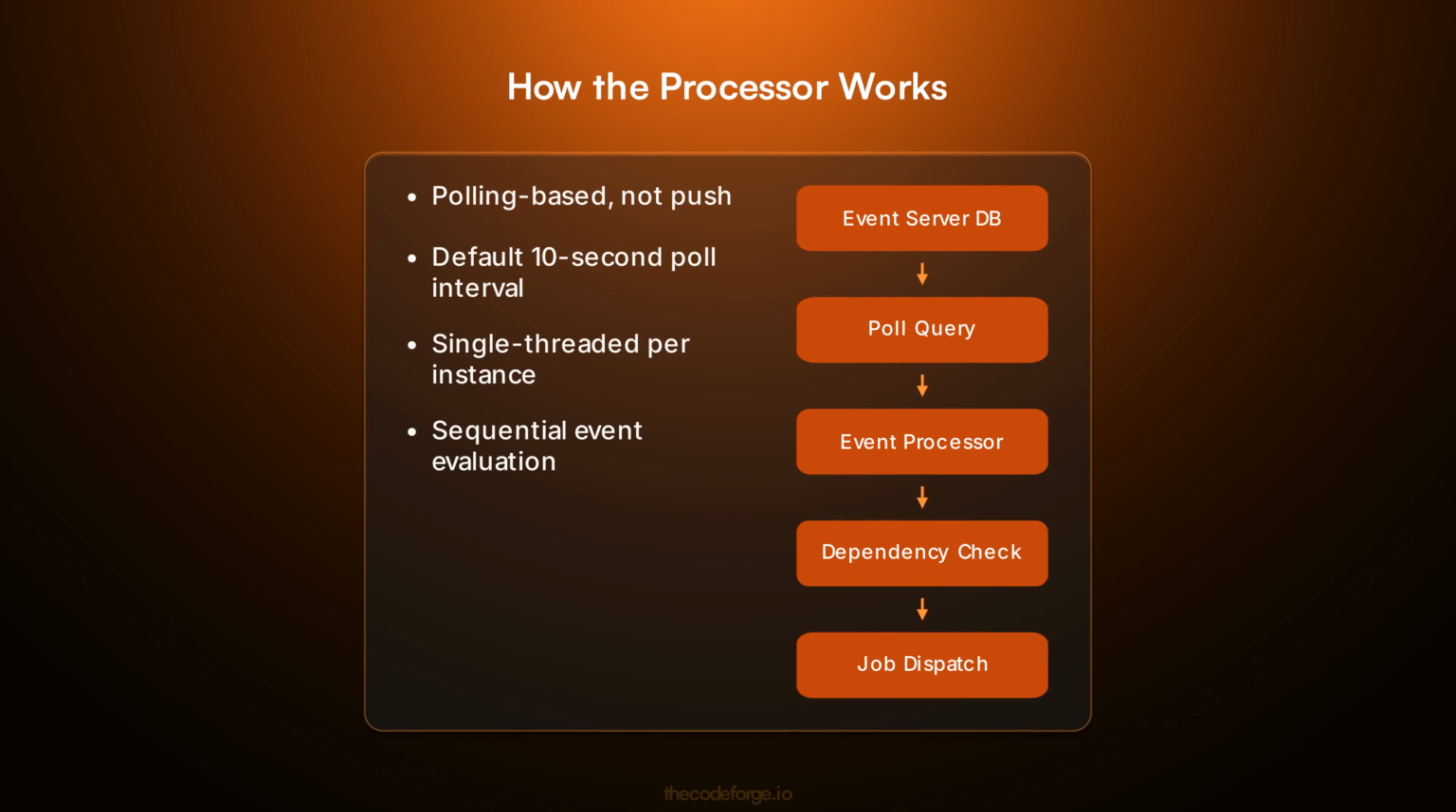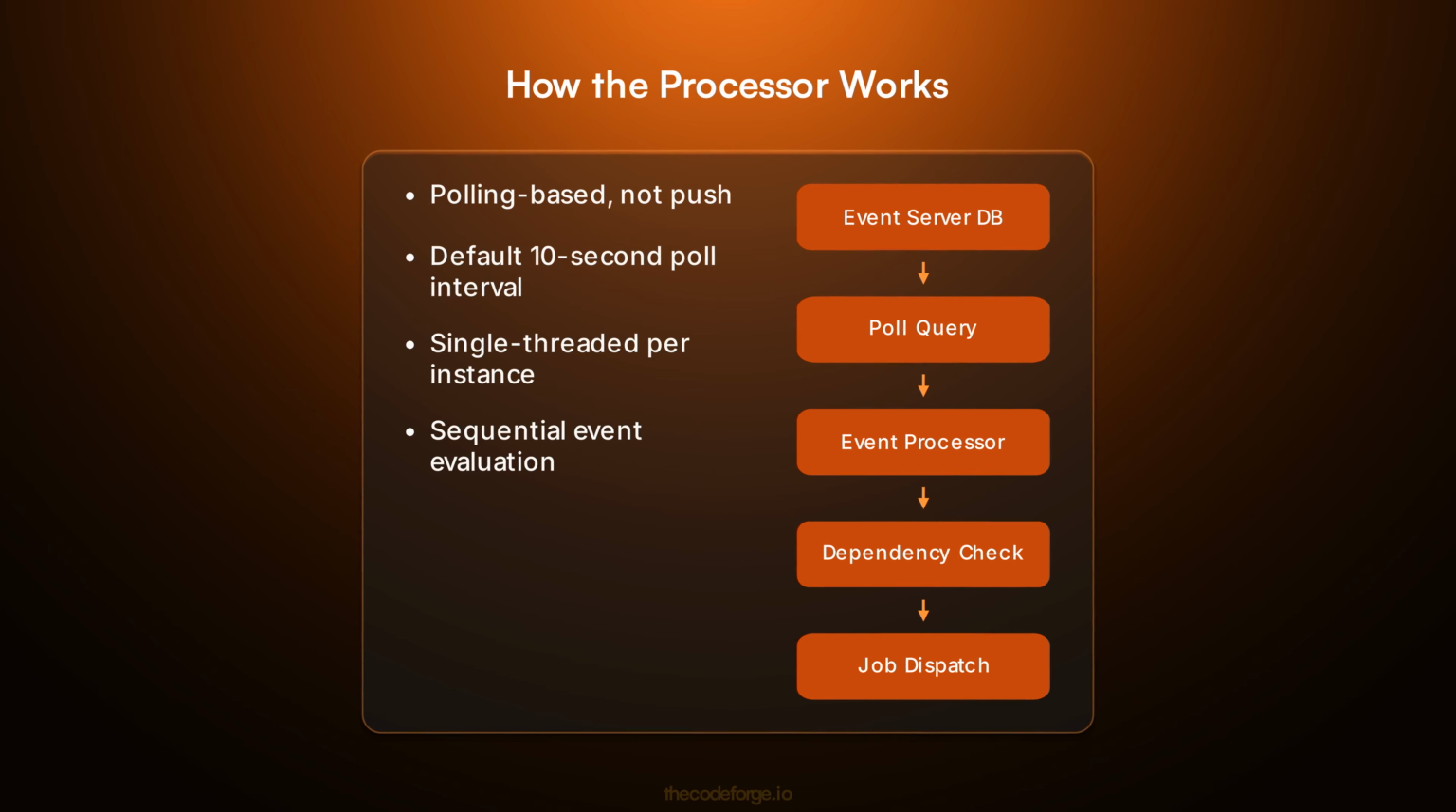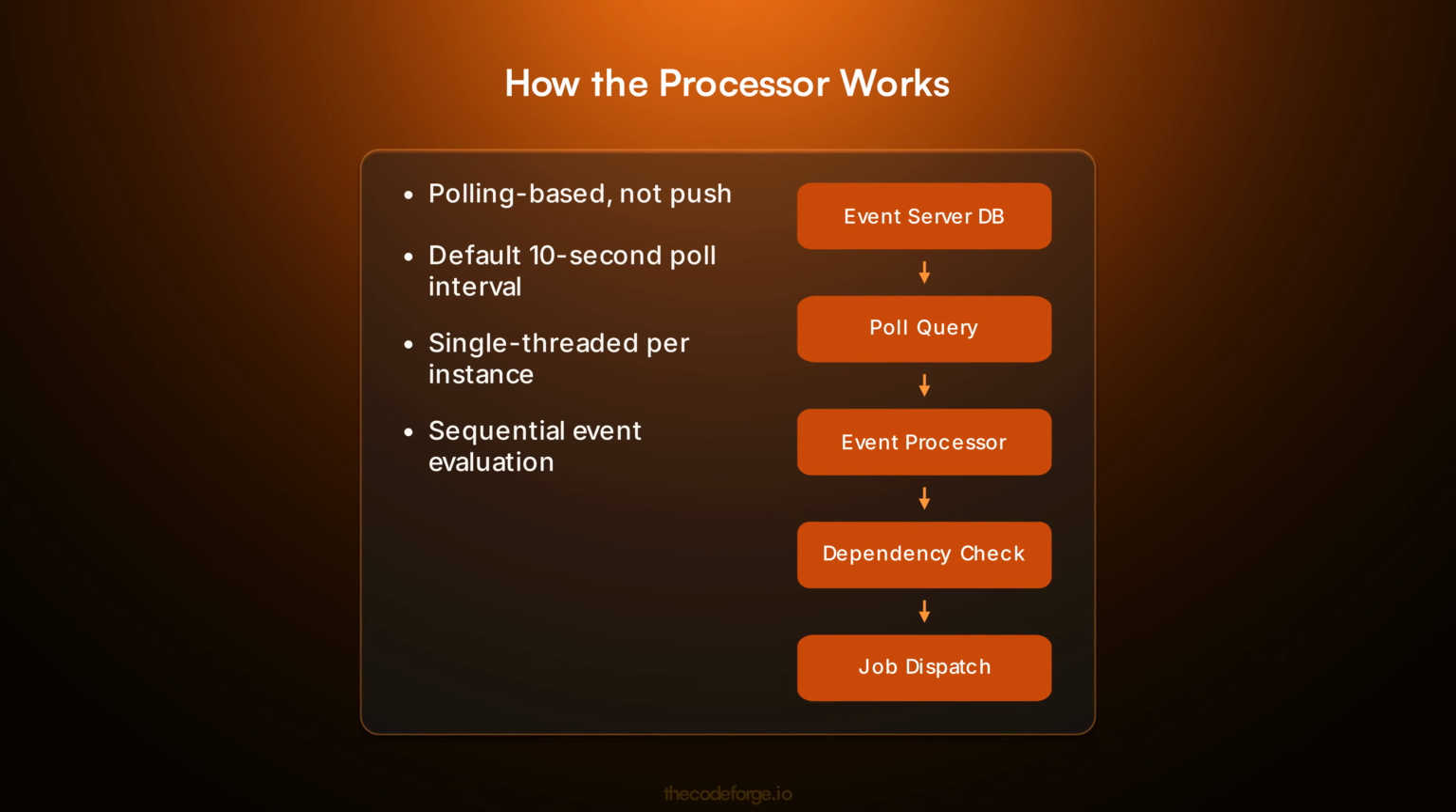The event processor polls the event server database for new events: job completions, status changes, or timer expirations. It processes them sequentially against a dependency graph. This is a polling-based system, so there's always a delay between an event occurring and the processor picking it up.